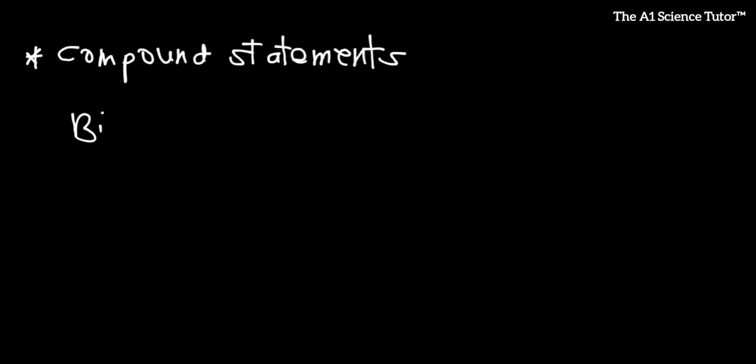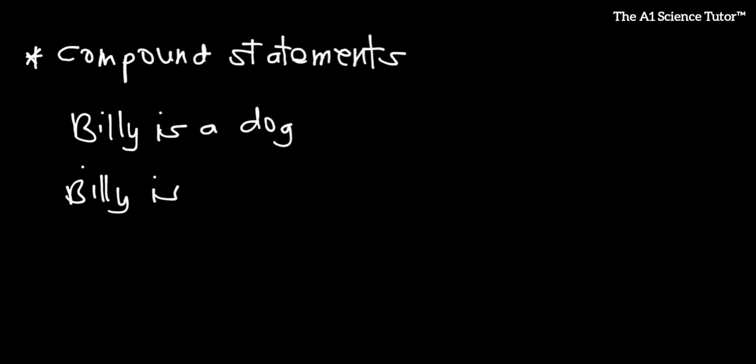Let's say there is a sentence, Billy is a dog. And then there is also another statement, Billy is a friend. Right? So these are two statements. I can combine them and make one statement. That means Billy is a dog and a friend, right? Or I could also say Billy is a dog or a friend. That is a compound statement because I've combined two possible simpler statements into one. So that's basically what a compound statement is.